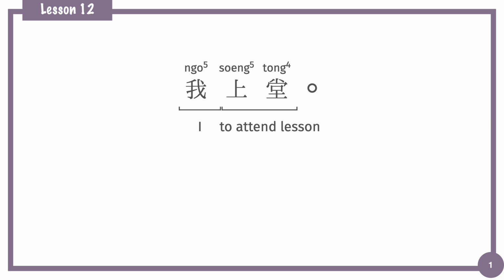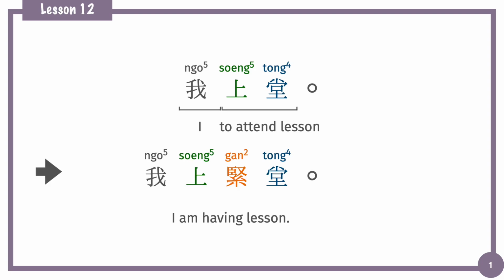One more example. 我上堂. I attend the lesson. First, we have to find out the verb. The verb is 上堂. It's a two-syllable verb, and it's a verb phrase. 上 is the real verb, and 堂 is a noun. To change it to the ongoing progress, we can add the aspect marker 緊 in between the verb and noun. It becomes 我上緊堂. I'm having a lesson.